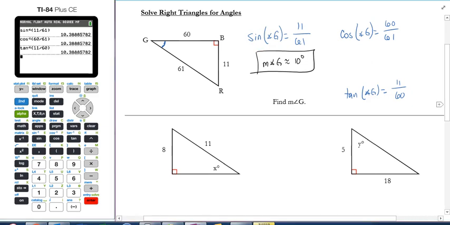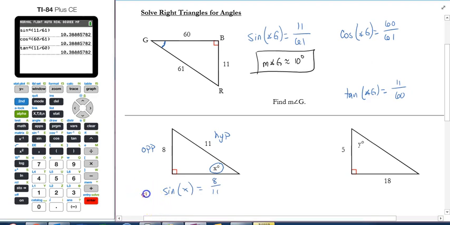Now, these next two problems are essentially just the same thing. I'm asking us to find x, but there's only one trig function I can use now because I don't have all three sides. I could use the Pythagorean theorem to find my third side, but I don't need to because I only need to find this in one way. If that's my reference angle, 8 represents the opposite side, 11 represents the hypotenuse, so that's the sine function. The sine of x is equal to 8 over 11.